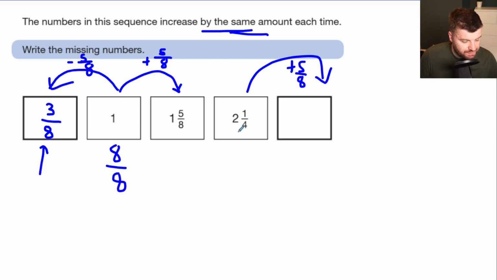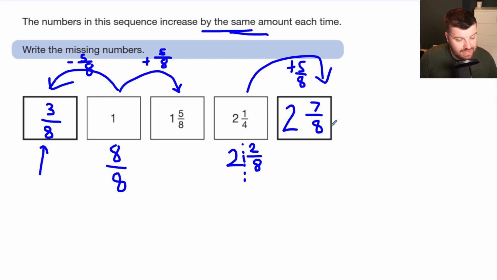Here's what I'm going to do. I'm actually going to put this into 8. So 2 and 1/4. 1/4 is the same as 2/8. Multiply both by 2, the numerator and denominator. I'm going to add on 5/8. Now this should be quite simple. Hopefully I can just ignore the integer here, the 2. 2/8 plus 5/8 is 7/8. And then the 2 will remain the same. We didn't go past the whole, we didn't make a whole. So the answer there is 2 and 7/8.